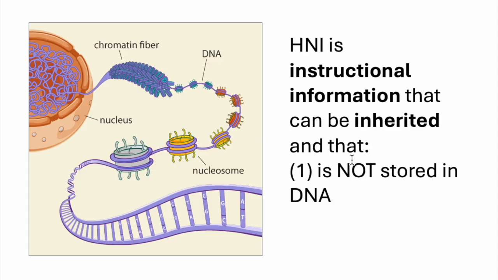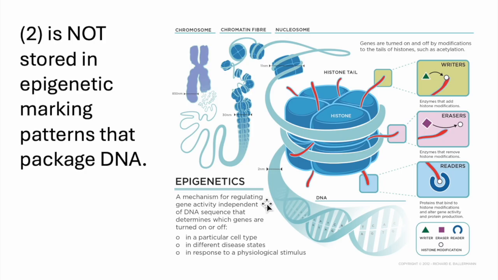So honey is instructional information that can be inherited. That means it can be passed down from generation to generation. Furthermore, it is information that is not stored in DNA, which is where information in your genes is stored, and it is not stored in epigenetic marking patterns that package DNA.